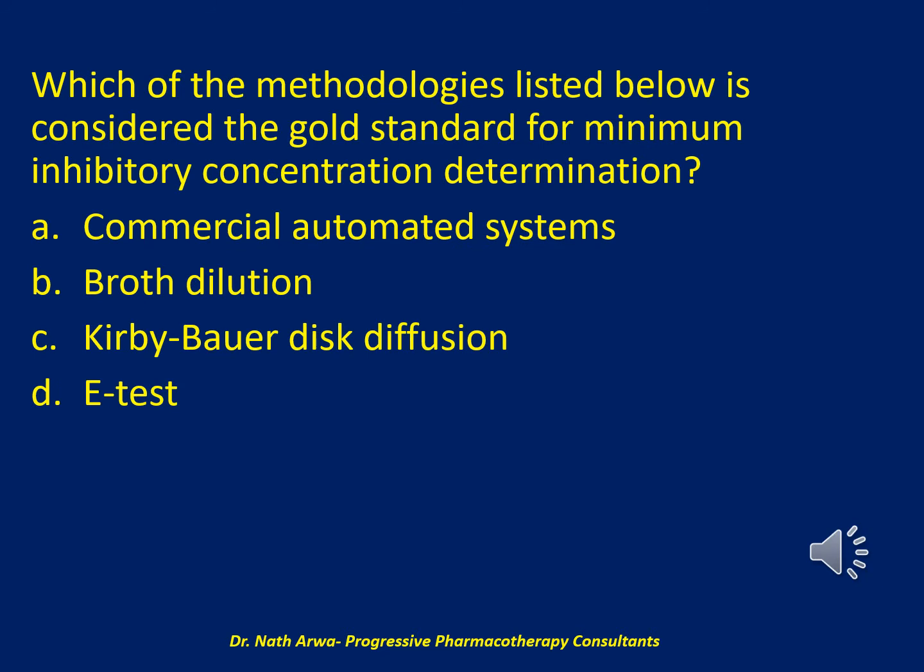And the next question reads: which of the methodologies listed below is considered the gold standard for minimum inhibitory concentration determination? Is it A, commercial automated systems, or B, broth dilution, or C, Kirby-Bauer disk diffusion, or is it D, E-test?